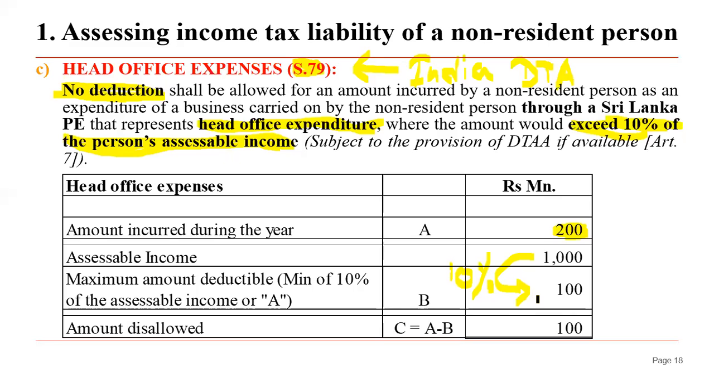million. Then the balance amount, what we need to do is 200 minus 100. 200 minus 100 is a balance of 100. What we need to do is disallow. The balance 100, we need to disallow. Right? That is how we need to do the calculation.